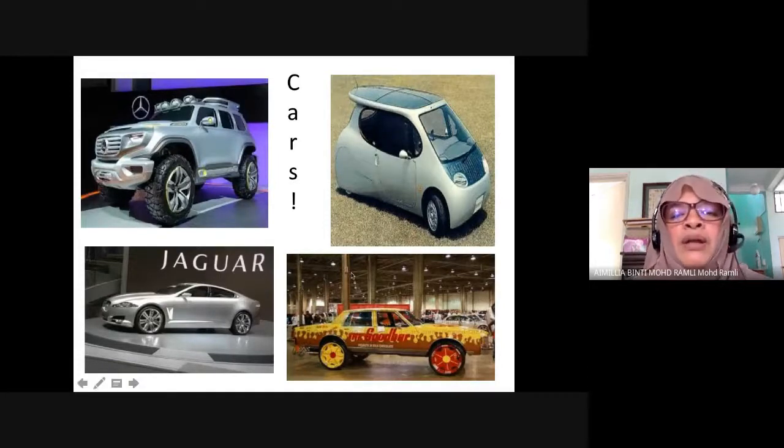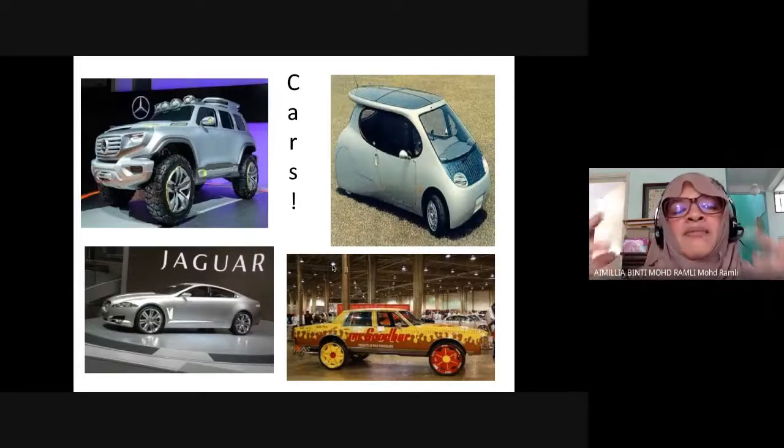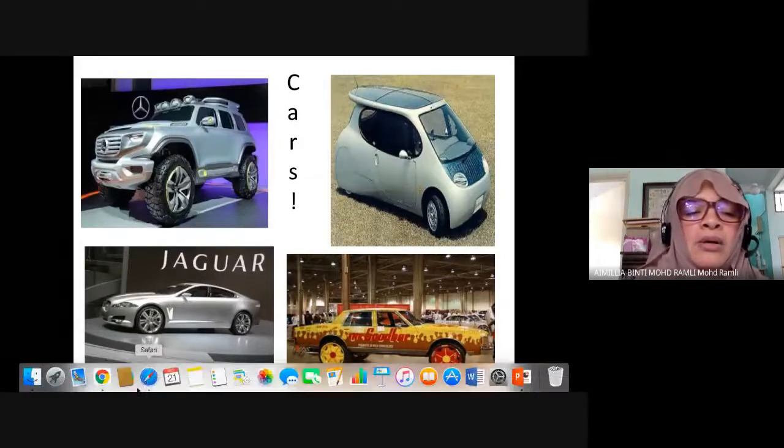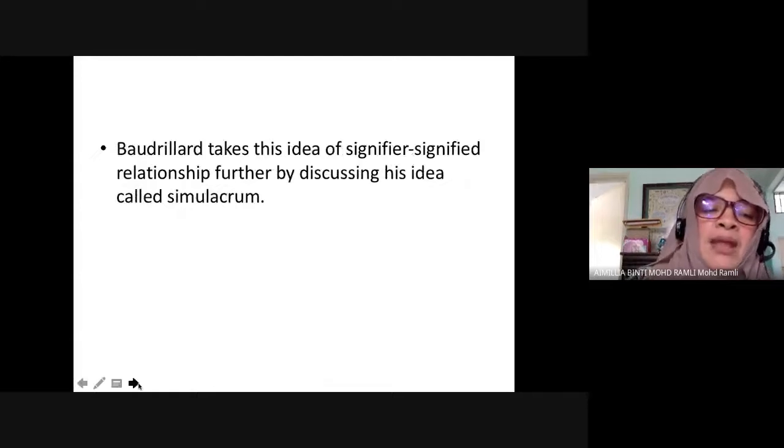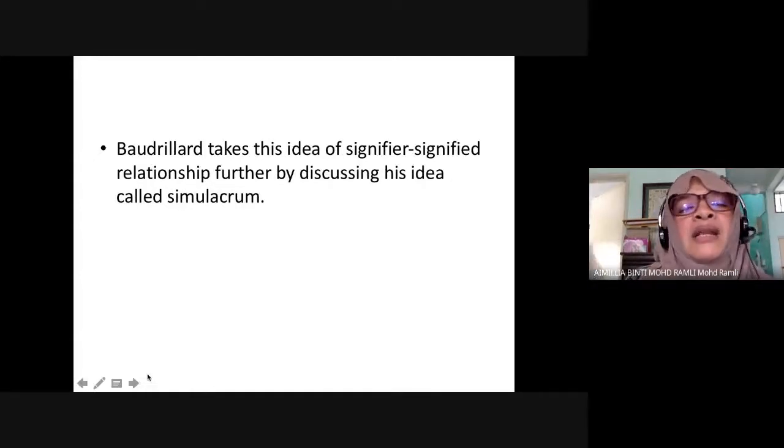So we have signifiers, the pictures themselves and the vehicles themselves, but the signifiers mean more than the thing itself. It also represents social status. Someone who buys and drives a Jaguar is signifying something different from those who buy a hybrid car. What is being signified is, in fact, your position as a person. According to Baudrillard, identity is the product of the signifiers with which one surrounds oneself. Now, Baudrillard takes this idea of the signifier-signified relationship further by discussing his idea called simulacrum.